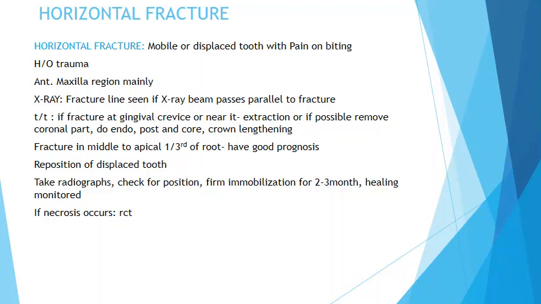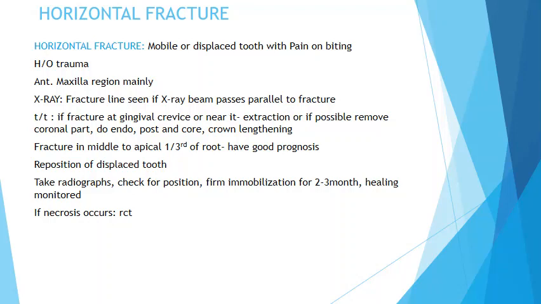So let's begin. We have done till vertical root fractures. Now we are going to start with horizontal root fracture, endoperiolesion and external resorption, which are the only options left. Now, horizontal root fracture usually happens in the anterior maxillary region, and clinically you will see a mobile or displaced tooth and the patient will complain of pain on biting. When you see the case history, generally there is a history of trauma to the tooth.